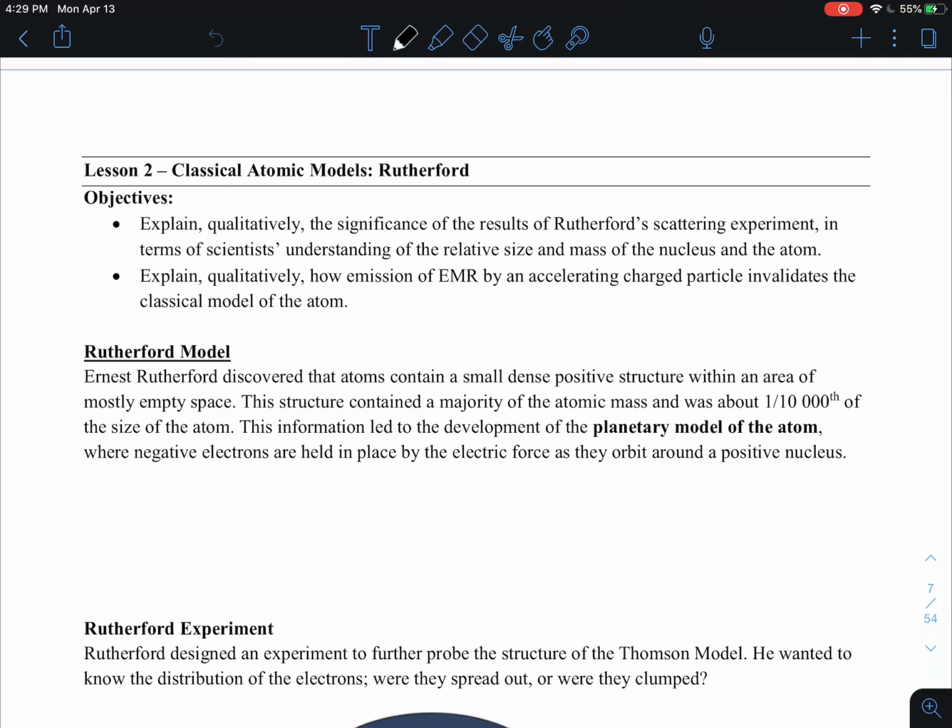All right, lesson 2. Today we're going to talk about Rutherford's model. Rutherford's model is basically an advancement from the atomic model when we talked about J.J. Thomson's previous model. So the Rutherford model is the discovery of the internal structure of the atom. We're talking about introducing the nucleus of the atom.